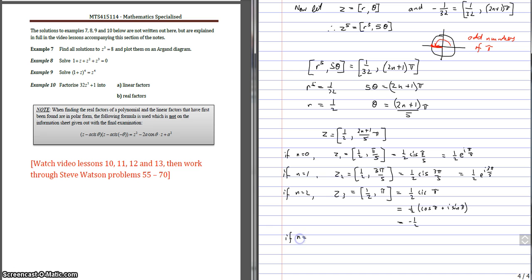And then if n equals 3, our fourth solution, given by a half, and 2 3s are 6, and 1 is 7 pi. Okay, so you can see what's happening here, the pattern involved. 1 pi on 5, 3 pi on 5, 5 pi on 5, now it's 7 pi on 5, so that's a half cis 7 pi on 5.